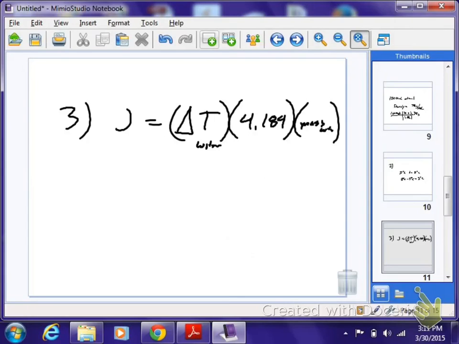I want to see it. Just show it, calculate it, and then we'll go down to number 4. Show that setup too, because that'll help you on the quiz. If you have all that written out, then you know specifically what you're plugging in. So show that setup there. Mass of water.